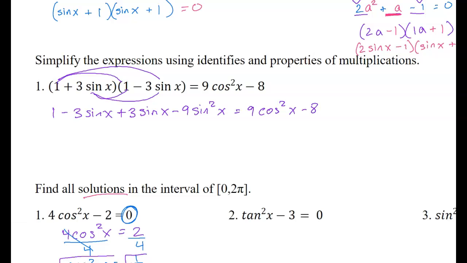I need to combine my like terms. So here, my plain sine x's can be combined together. Negative 3 plus 3 cancel, and I'm left with 1 minus 9 sine squared of x.